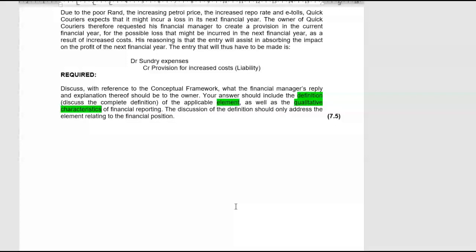Now, just think a little bit. What has happened here? Quick Couriers had made quite a nice profit for the current financial year. Legit. Nothing wrong with that. The owner comes and says, listen, we are going to battle next year to make the same amount of profit or even more profit, because there's a lot of things that's going to count against us in the next financial year.